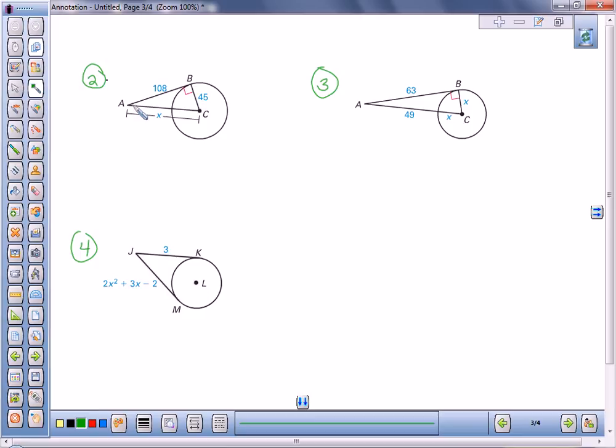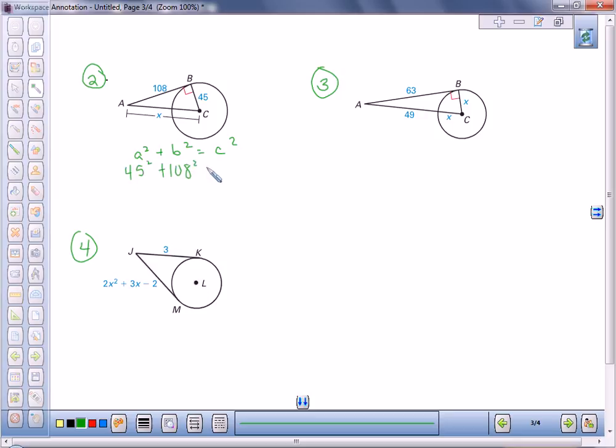We can tell that AB is a tangent to circle C because it's perpendicular to the radius here. So this is going to form our right triangle, which tells us that a squared plus b squared equals c squared. So in our case, 45 squared plus 108 squared is going to equal x squared. Well, 45 squared plus 108 squared is 13,689. And then we take the square root of that. Now, when you take the square root, you get positive or negative, but because we're talking about a length here, we're only going with the positive. So for this problem, x equals 117.